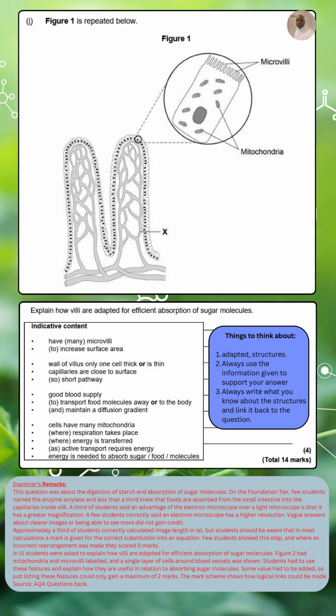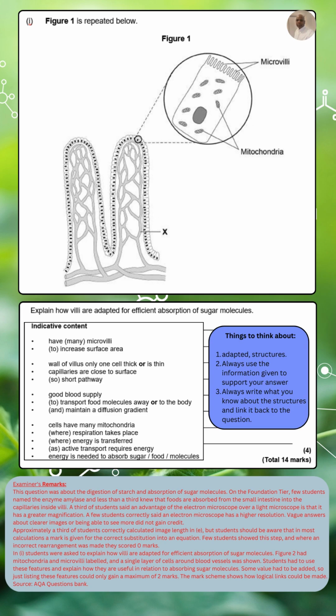So the final part of the question, AQA asks you to provide some information. It's a 4 marker, so you need 4 points. The first thing AQA says here is, look, I'm giving you the diagram here. We're going to go back to the diagram. The key thing here says explain. Explain how villi are adapted for efficient absorption of sugar molecules.